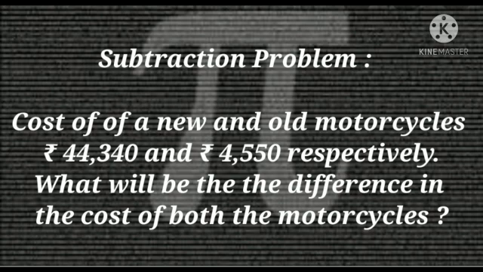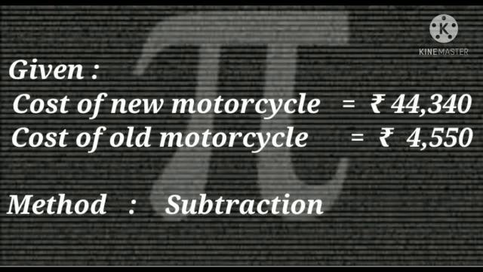Cost of new and old motorcycles rupees 44,340 and rupees 4,550 respectively. What will be the difference in the cost of both the motorcycles? So first we will write the given information. Cost of new motorcycle rupees 44,340, cost of old motorcycle rupees 4,550. To find out the answer, we will use the method of subtraction.